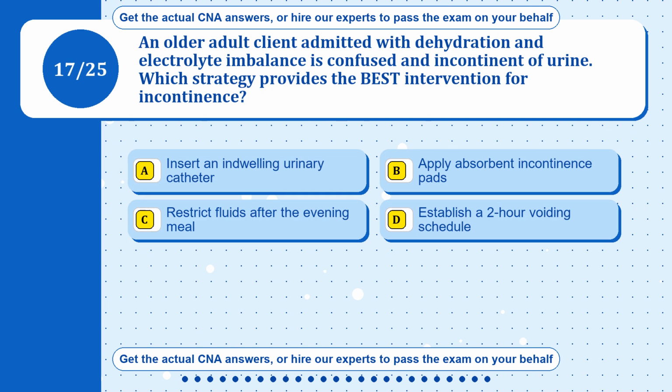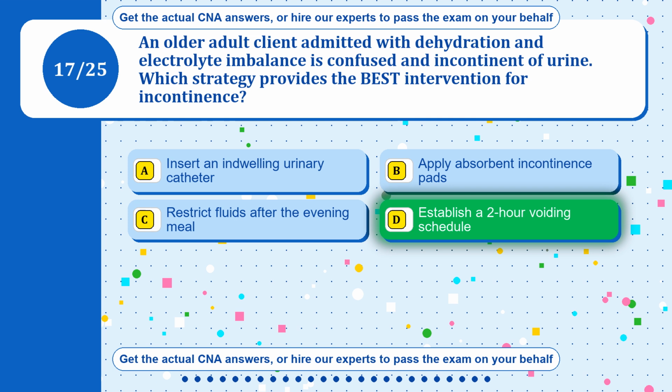Question 17. An older adult client admitted with dehydration and electrolyte imbalance is confused and incontinent of urine. Which strategy provides the best intervention for incontinence? Option A. Insert an indwelling urinary catheter. Option B. Apply absorbent incontinence pads. Option C. Restrict fluids after the evening meal. Option D. Establish a 2-hour voiding schedule. The correct answer is option D. Establish a 2-hour voiding schedule.